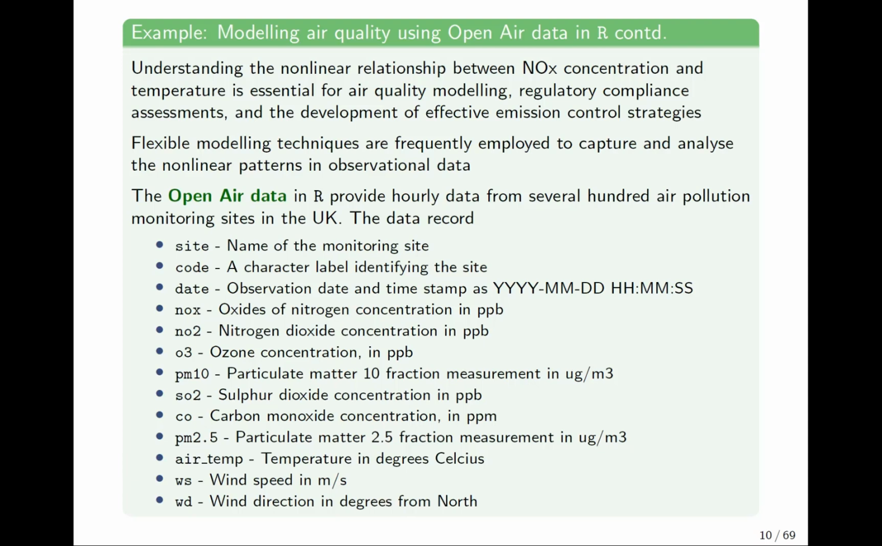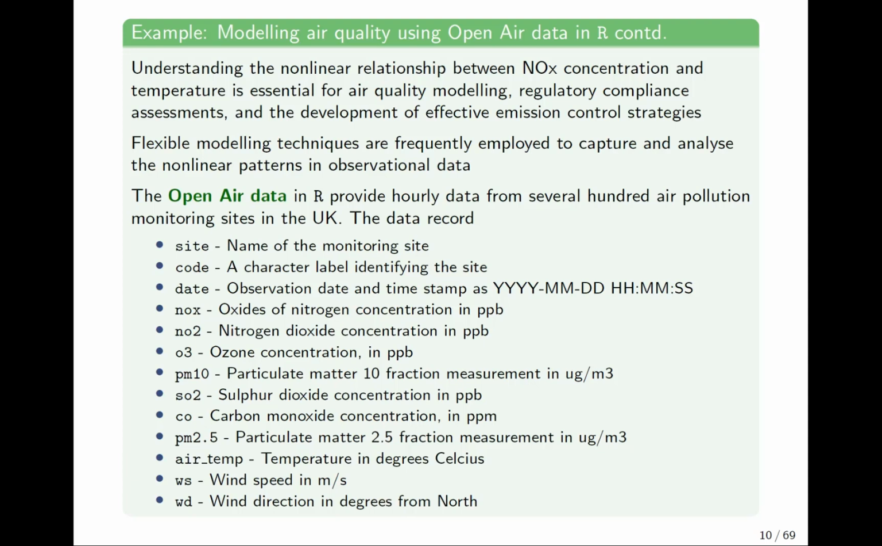And for that reason, when people model this relationship between NOx concentration and temperature, they tend to employ flexible modelling techniques to do it. That's why this is a good example, because it's one where it's really these semi-parametric and polynomial forms that we're going to talk about today that are used in the real world. So the open air data in R, which you'll be able to access, provide hourly data from several hundred air pollution monitoring sites in the UK.